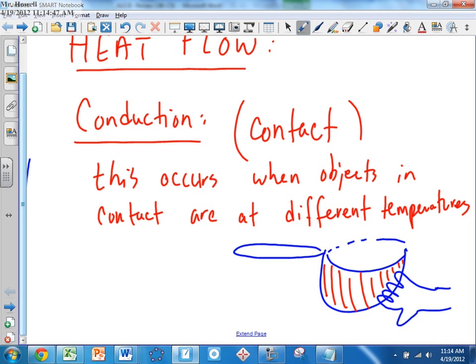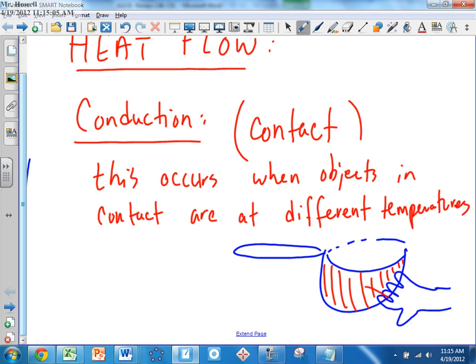If this pot is heated up, so for the example here, the actual surface itself is at a certain temperature, you touch it, you'll feel the heat flow. Where is it going to flow from? From the pot to your hand. Good. Pot to your hand. So it's hot to cold.